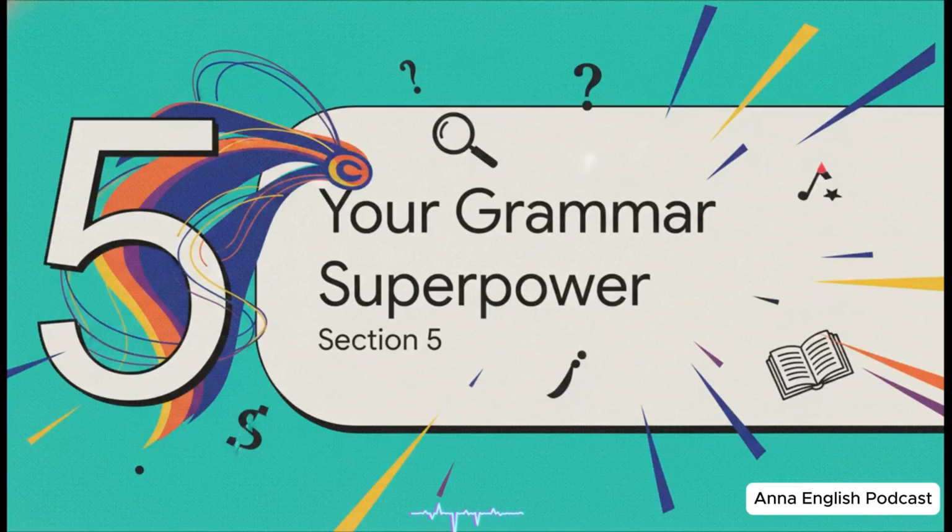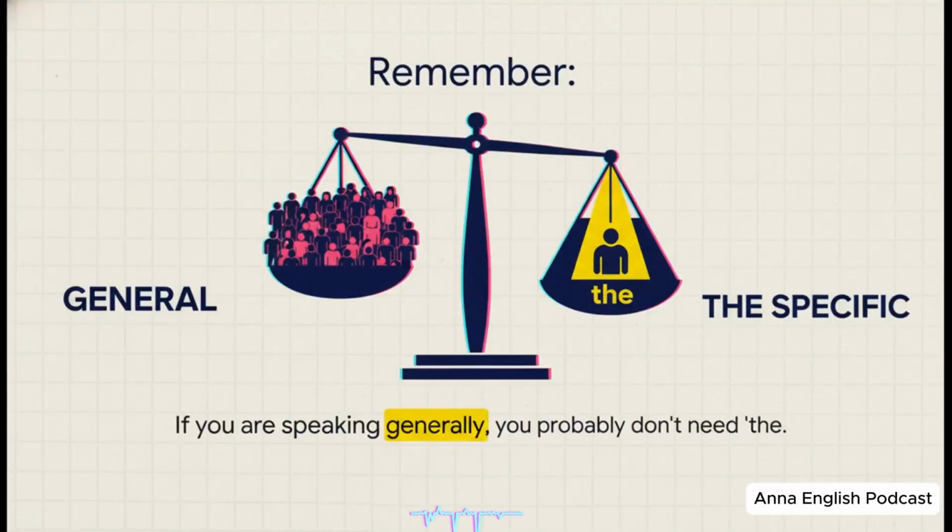So let's wrap this all up and turn this one simple rule into your new grammar superpower. So the main thing to take away is this constant balancing act between general and specific. Getting the hang of this one idea is going to make your English sound so much more natural and confident. It's one of those small changes that, believe me, makes a huge difference.